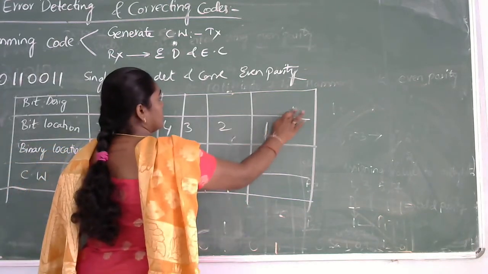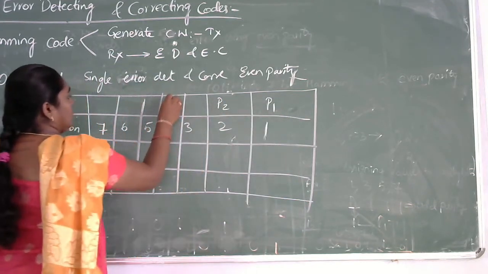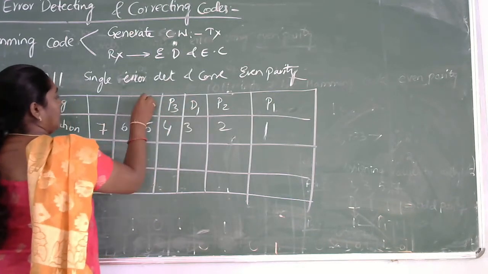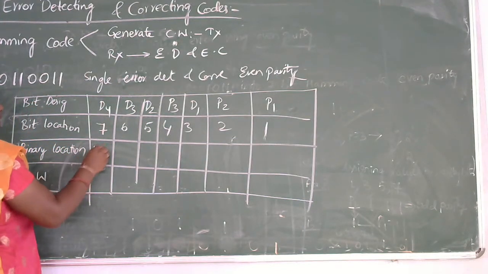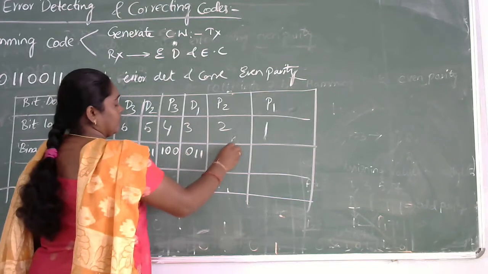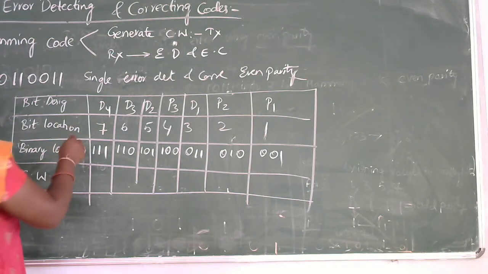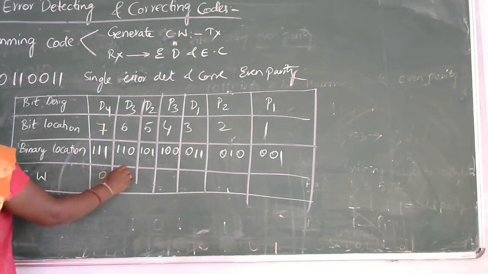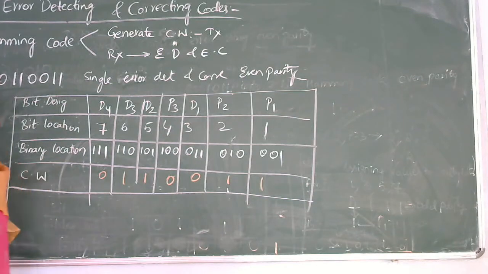As we have discussed, parity bits are always placed in the powers of 2. This is the first parity bit, second parity bit, third parity bit, and the remaining are data bits. Binary location is the equivalent of the binary bits which we have done previously. In the code word, we write down the complete code word which is given, that is 0, 1, 1, 0, 0, 1, 1. In order to find out where the error is present, we need to use the parity bits.